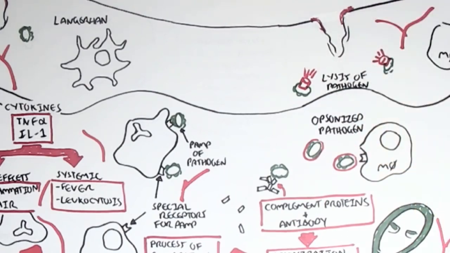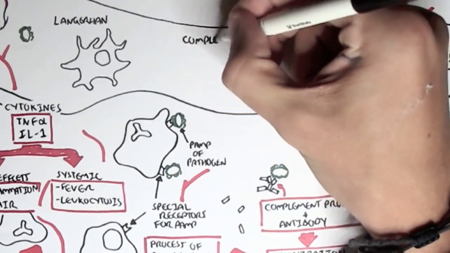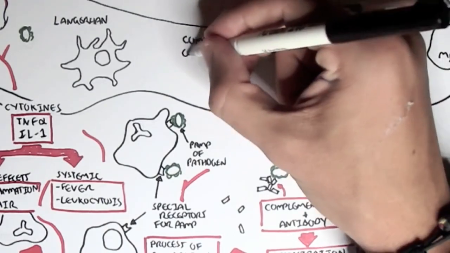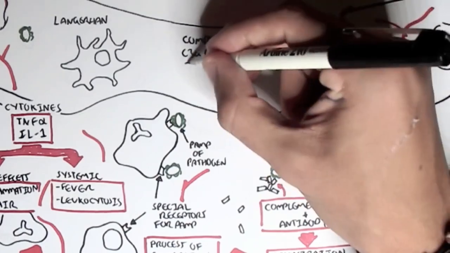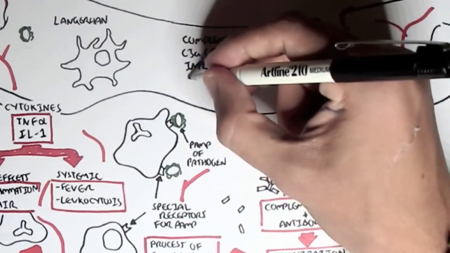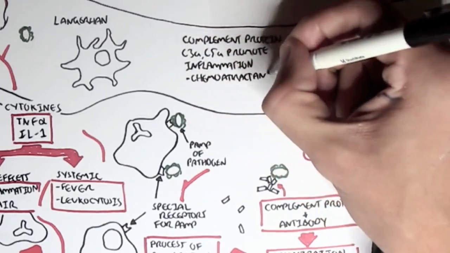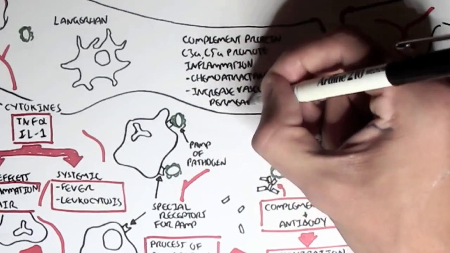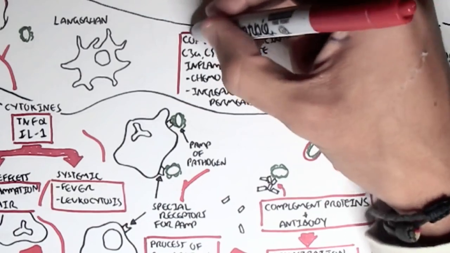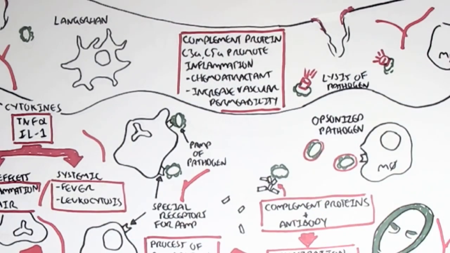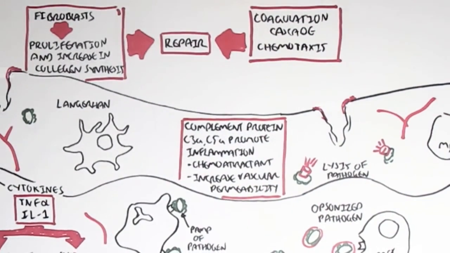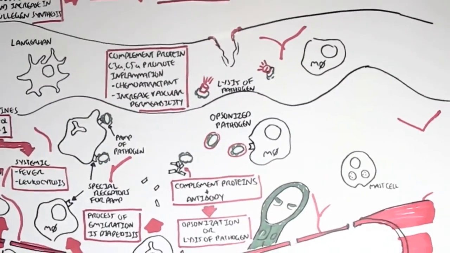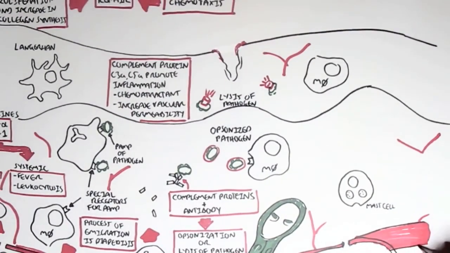Complement proteins such as C3a and C5a are very important inflammatory mediators as well, as they promote inflammation. They work as a chemoattractant to attract more immune cells, and they also increase vascular permeability, allowing more recruitment of immune cells. These complement proteins, the C3a and C5a, because it's a chemoattractant, it also stimulates the repair of tissues as well. So as you can see, the complement proteins are important in the innate immune response, in the inflammatory response.